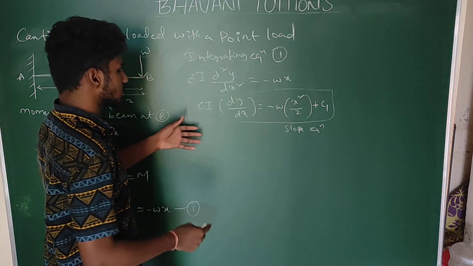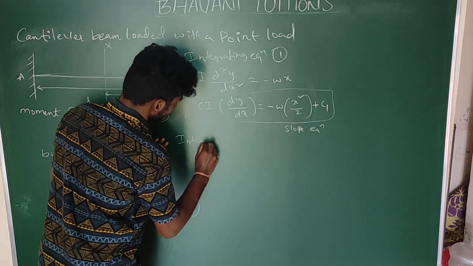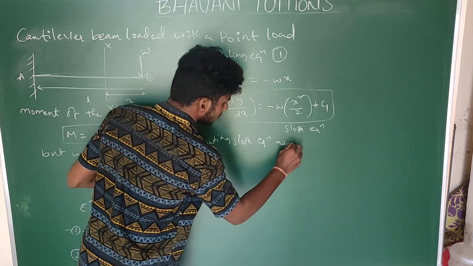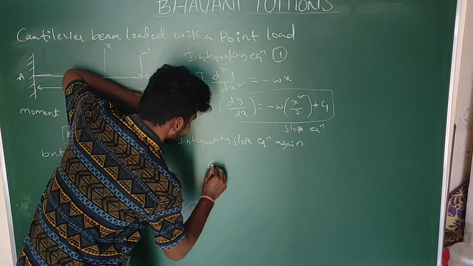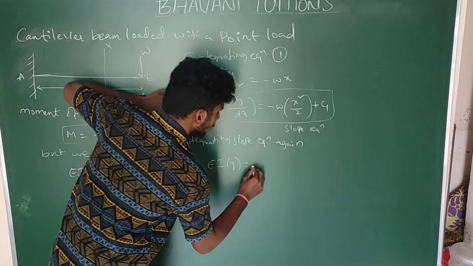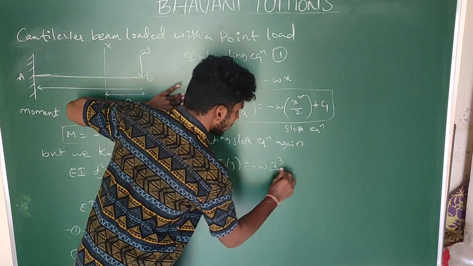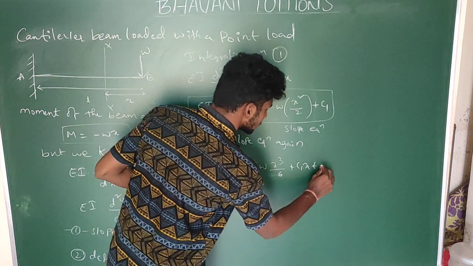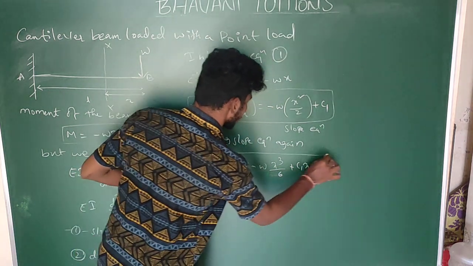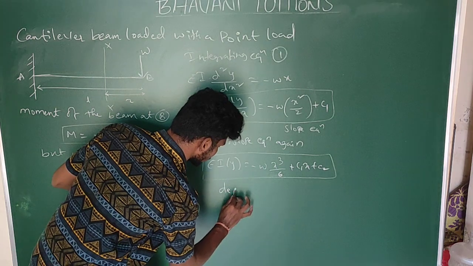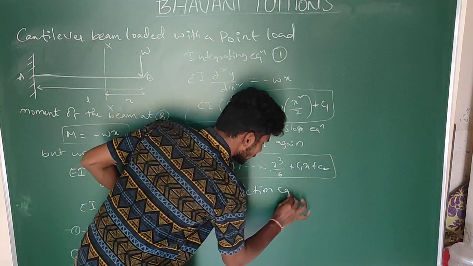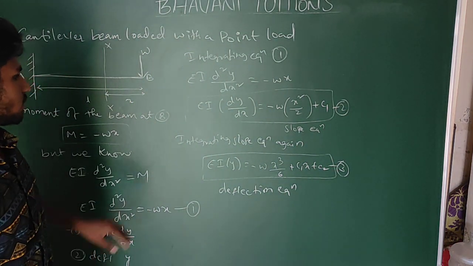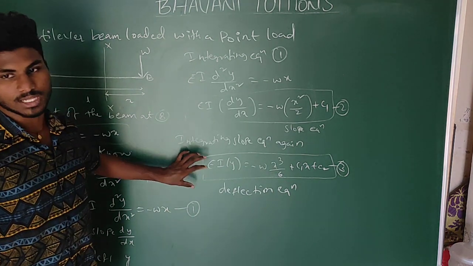Now if you integrate the slope equation again, what will we get? The deflection, that is EI into y is equal to minus W into x cube by 2 into 3, that is nothing but 6, right? Minus W x cube by 6 plus C1x plus C2, another constant we are going to get. This is the deflection equation. So let us name this as equation 2 and this as equation 3. This is our slope equation and this is our deflection equation.